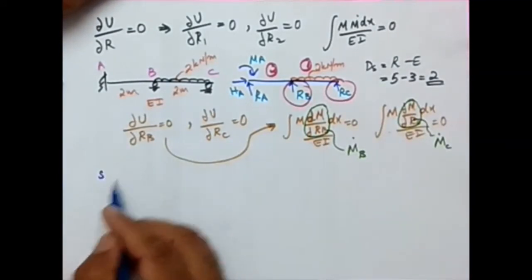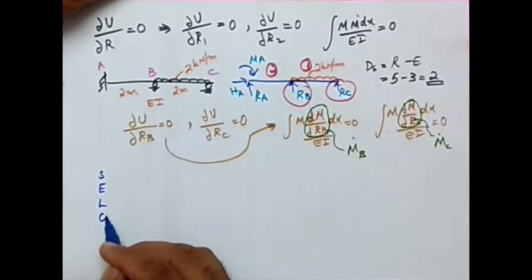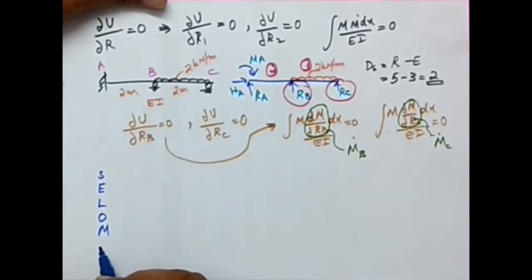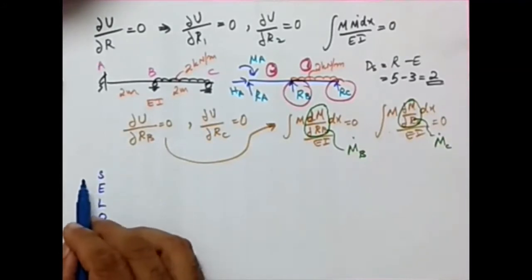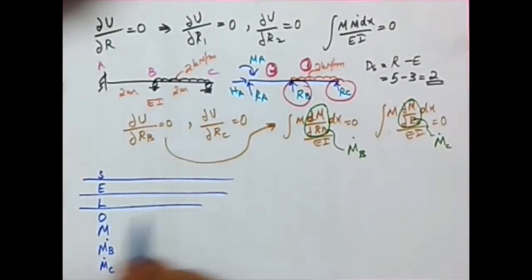So the columns are segment, EI, L, O, M and m dot b, m dot c. Okay, m dot b and m dot c, these are all required. Depending upon the number of redundants, this table may go on increasing. If there are 2, we'll be having 2. If there is one more, then I'll be having m dot d, etc. If there is just one value, it will be simply m dot or m dot b itself. Okay, so now I'm going to try this.